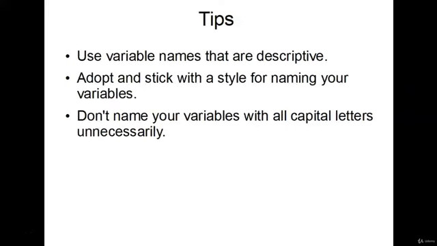Now for some tips. You should always use variable names that are descriptive. So you want to shy away from x equals 5. What is x? Is x a day of the month? Is it an age? You always want it to where someone else reading your code knows exactly what your variables are. Whatever style you choose to use, it's important that you stick to it. You just want to have consistency throughout your code. Lastly, try to avoid using all caps for variable names.